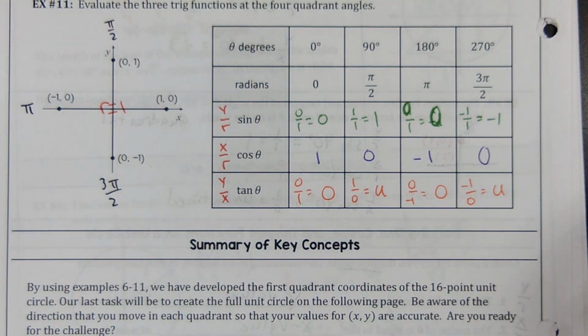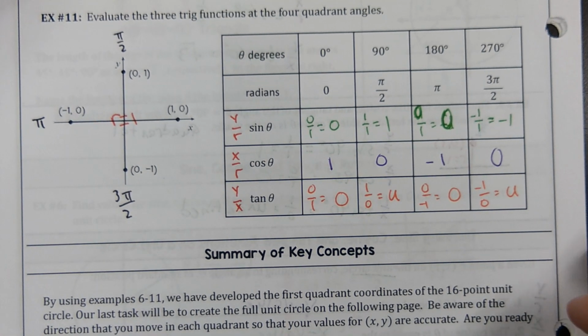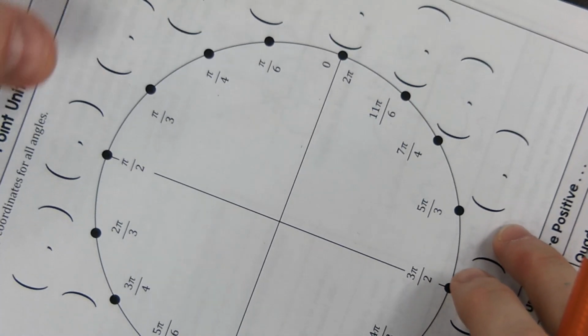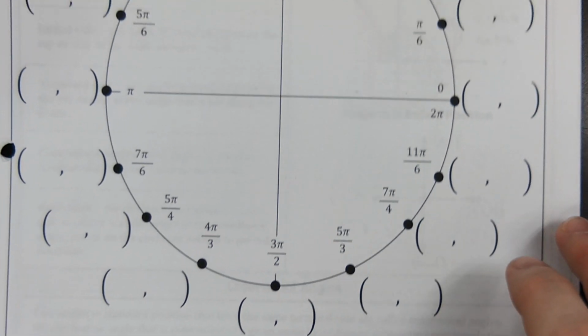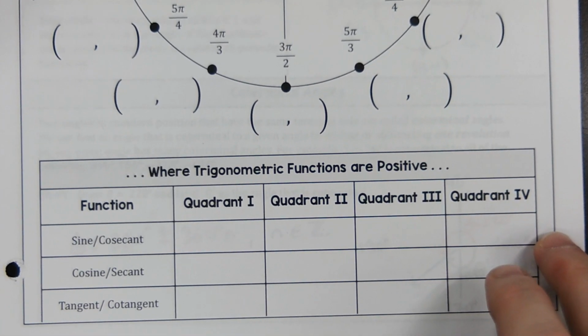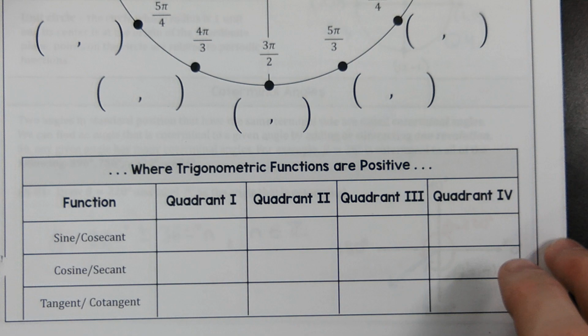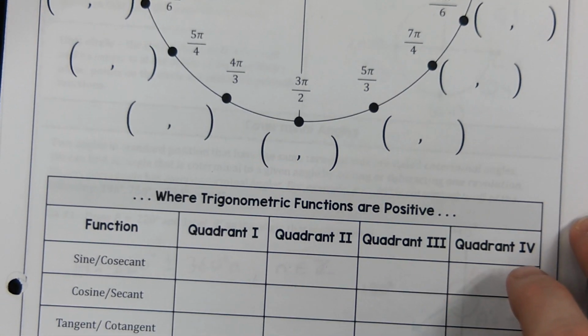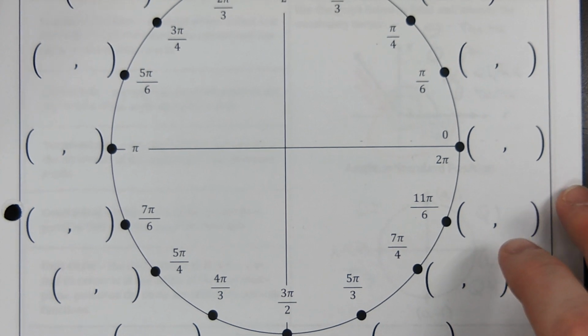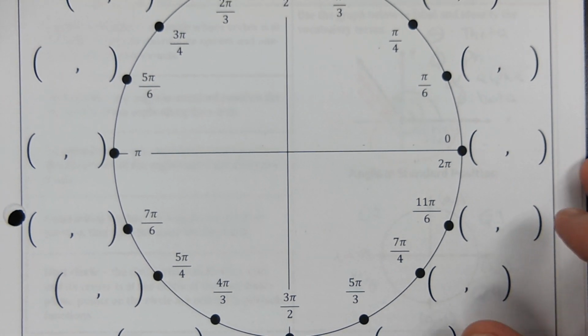Armed with all of this knowledge, we now have the ability to fill out the unit circle. But I'm not going to, because that's stupid. Let's talk about where things are positive, and realize that if it's not positive there, it's negative there, okay?